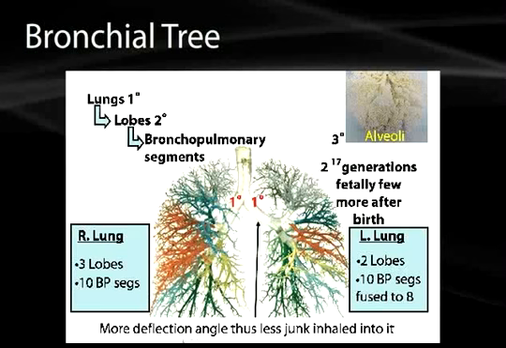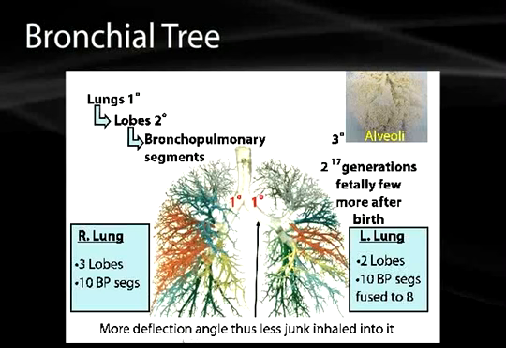Let's move into the bronchial tree. As a reminder, we know that the lung has primary, secondary, and tertiary lobes. Those tertiary lobes make up the bronchopulmonary segments, and from embryonic life, these are going to divide 2 to the 17 generations fetally, and then about 10 more generations after birth. And that's going to give you a lot of alveoli for gas exchange.